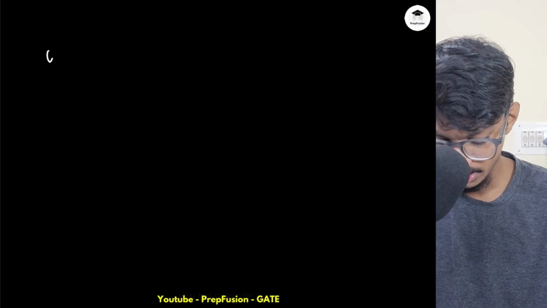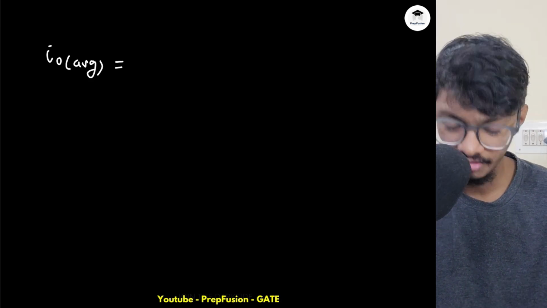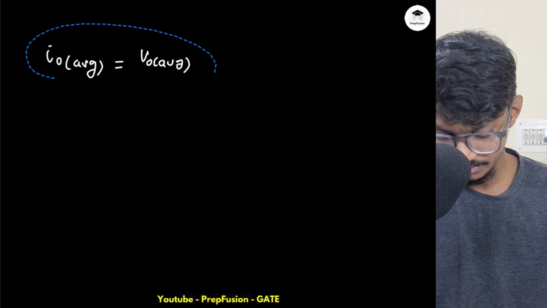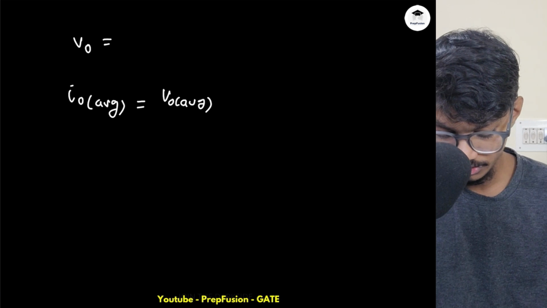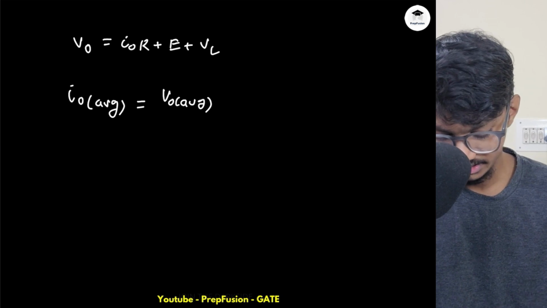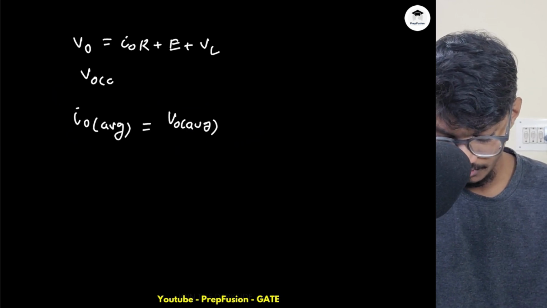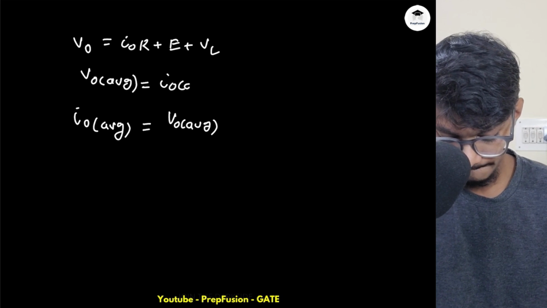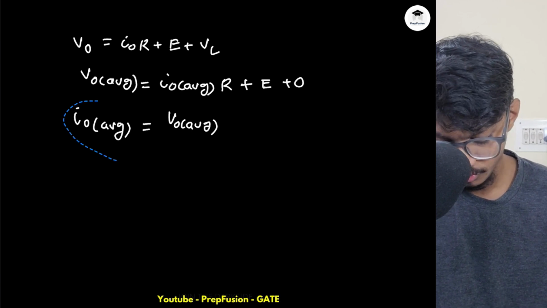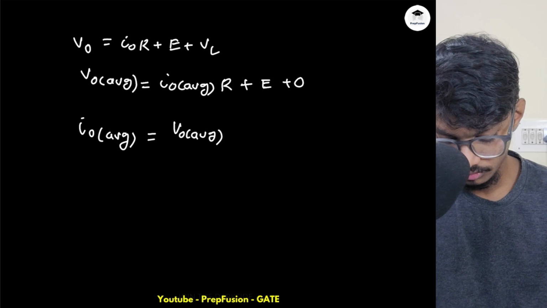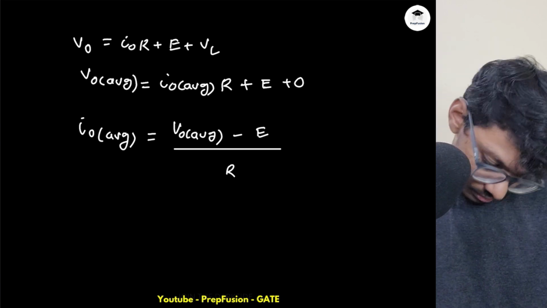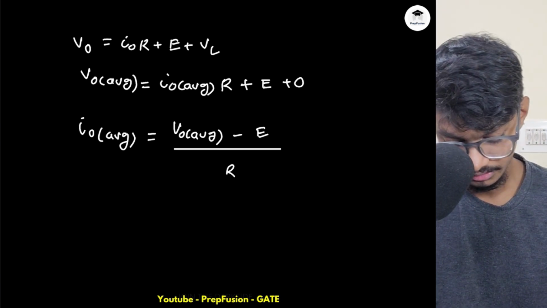Now what is my IO average? You don't need to remember too many formulas. IO average you can easily derive from VO average, right? VO average minus E by R. Why is it the case? Because I know my VO equals IO into R plus E plus VL for an RLE circuit. Now if I take the average on both sides, VO average equals IO average into R plus E plus 0, because VL average will be 0 due to the volt-second criteria. So overall my IO average will become VO average minus E divided by R.